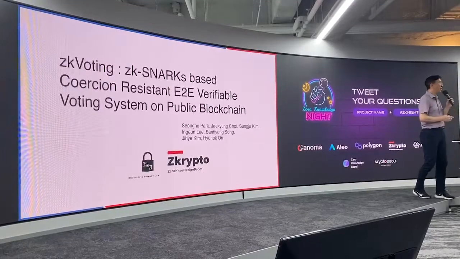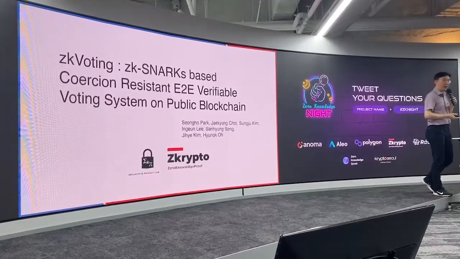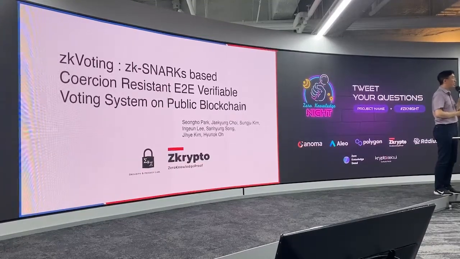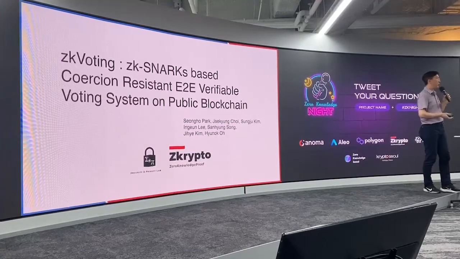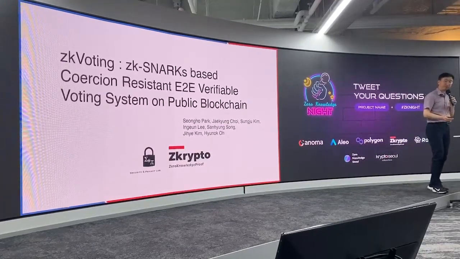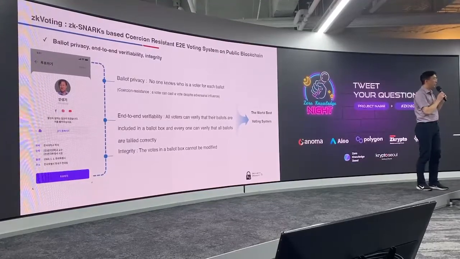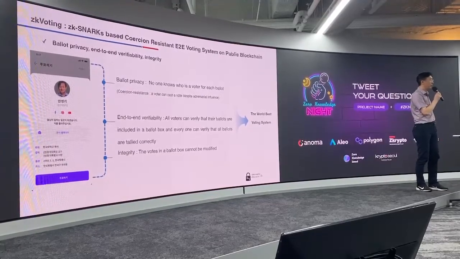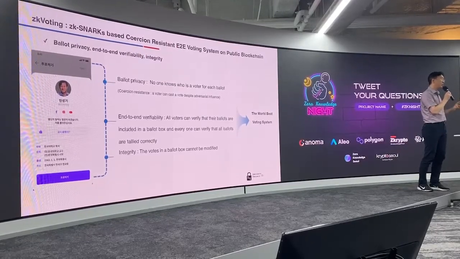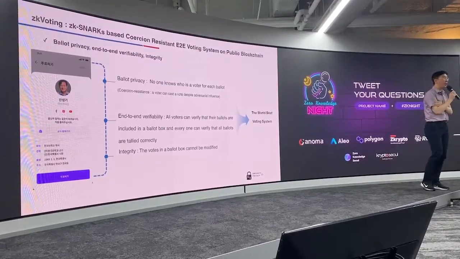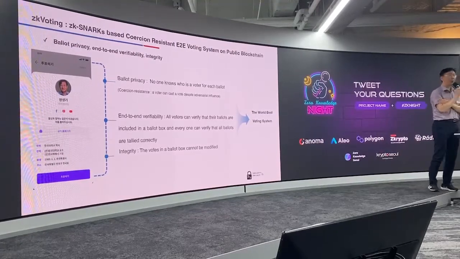Okay, so let me briefly introduce the zk voting first, which is a zk-SNARK based coercion resistant end-to-end verifiable voting system on public blockchain. Actually, I think zk voting is the first voting system supporting coercion resistance and also end-to-end verifiability using the zk-SNARK on public blockchain.